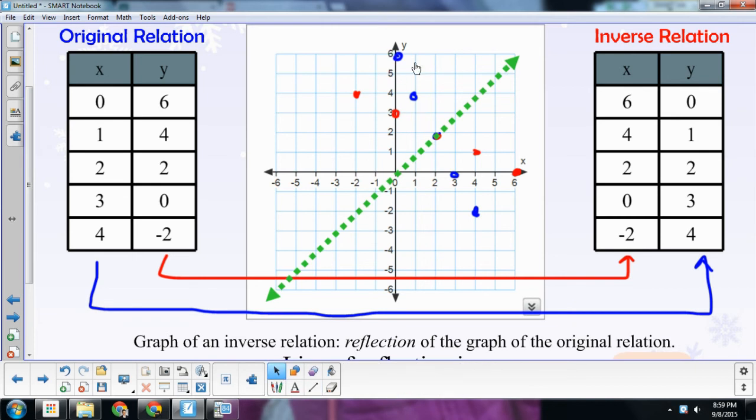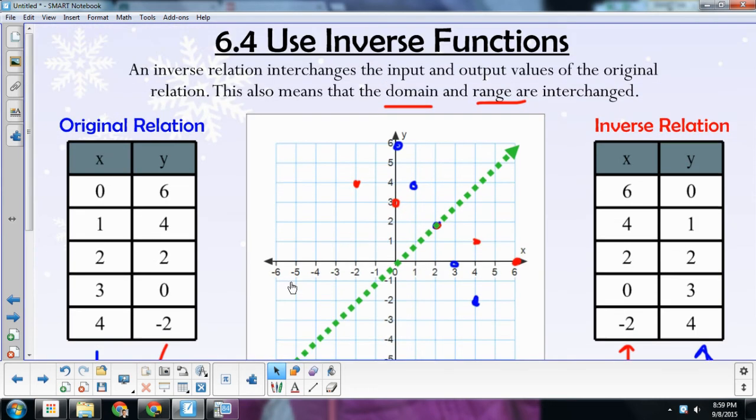Instead of 0, 6, we've got 6, 0. Instead of 1, 4, 4, 1. 2, 2 stays itself because it's on that line. 3, 0 is 0, 3. 4, negative 2 is negative 2, 4, etc. So there's the graph of an inverse relation.